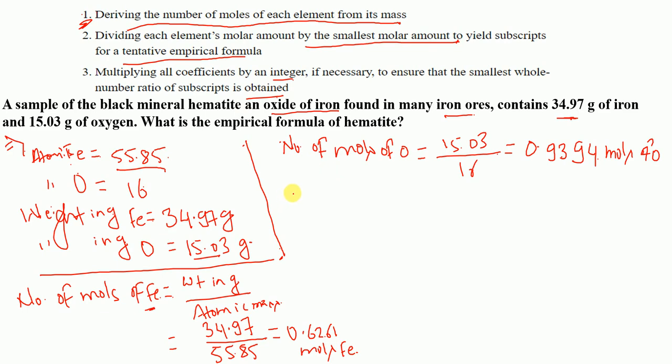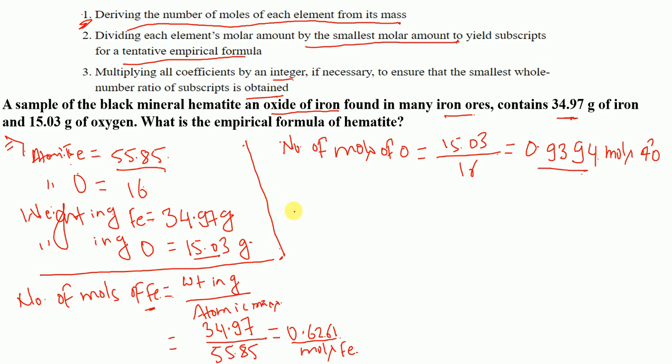So then, up to here is step number one, and now step number two. Look at this, guys: this is 0.9394 and this is 0.6261. Which one is the smallest here? The smallest is the moles of iron, whereas moles of oxygen is the largest. So we will divide both of these numbers of moles by the smallest one.